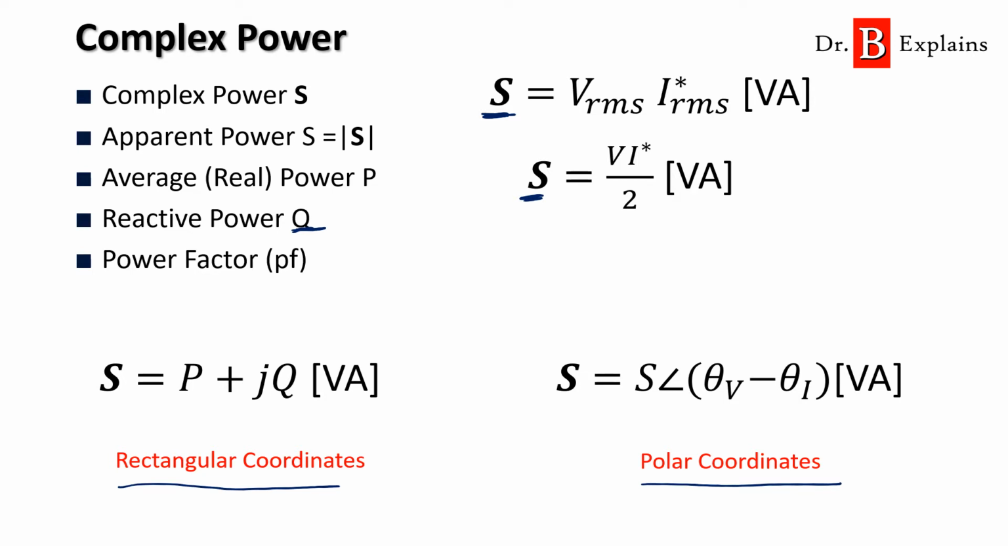And so whenever we express it in rectangular coordinates, the part that we get as the real, that's the real power or average power. This value that we get next to the j, that's our reactive power. In the case of polar coordinates, this value, which we usually call the magnitude, that's the apparent power. And then if we get the cosine of this angle, that's what we call the power factor. And so we're going to do an example.